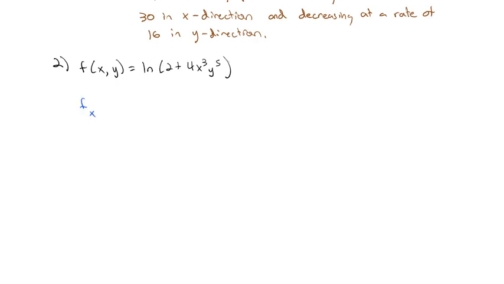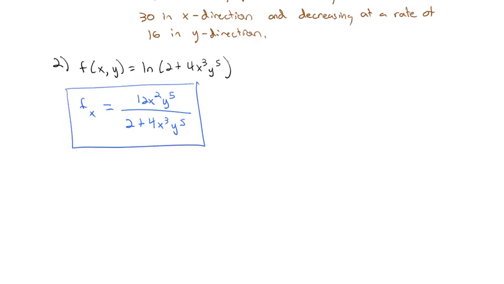Well, when we do the partial derivative with respect to x, we know the derivative of natural log is 1 over the stuff, 2 plus 4x cubed y to the fifth, times the derivative of the stuff. Well, the derivative of 2 is 0. And when we're taking the derivative with respect to x, the derivative of 4x cubed is 12x squared. And keep the constant of y to the fifth along for the ride. And that gives us the partial derivative of f with respect to x.